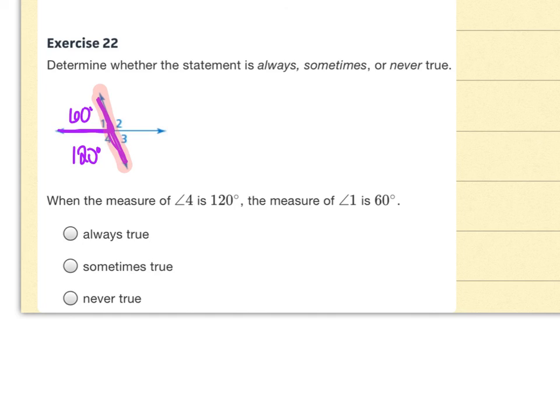And since we know straight angles measure 180 degrees, the measure of angle 1, which is 60 degrees, plus the measure of angle 4, which is 120 degrees, has to add up to 180. And again, I know this because together they form this straight angle. They're right next to each other, and angle 1 and angle 4 have to add up to 180. So because 60 plus 120 is 180, this would always be true. If angle 4 is 120 degrees, angle 1 would have to be 60. In fact, angle 3 would also have to be 60 because they also form a straight angle.